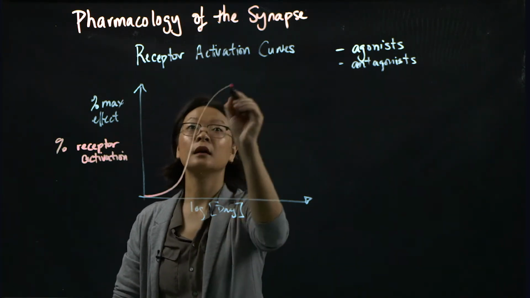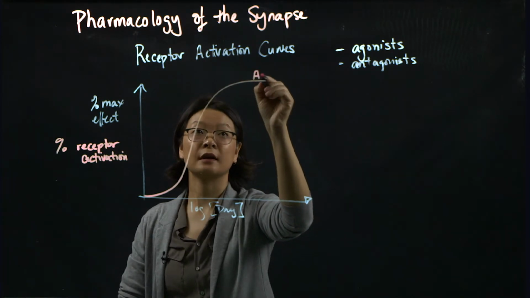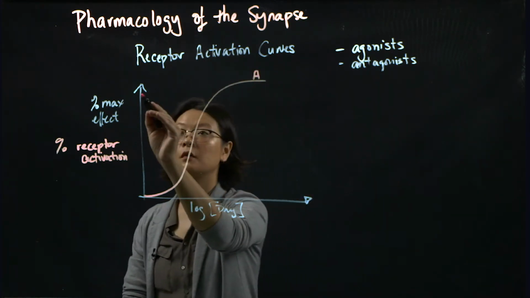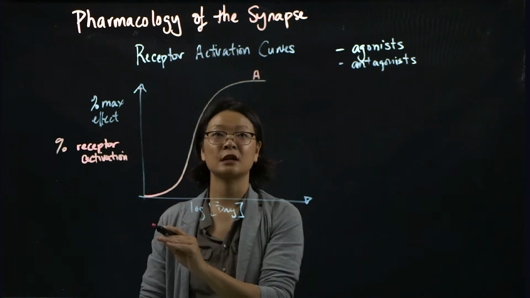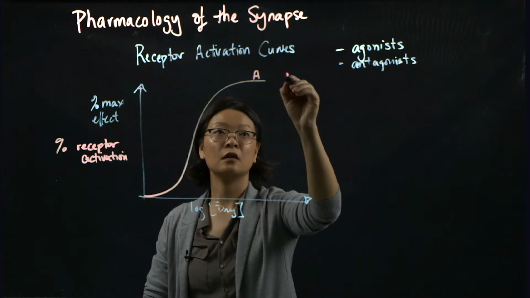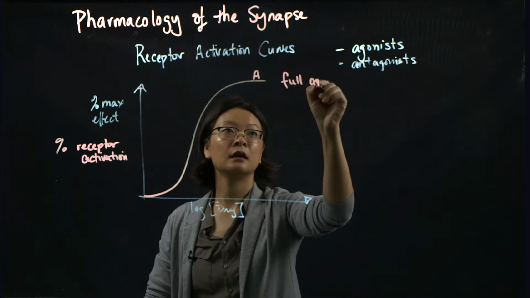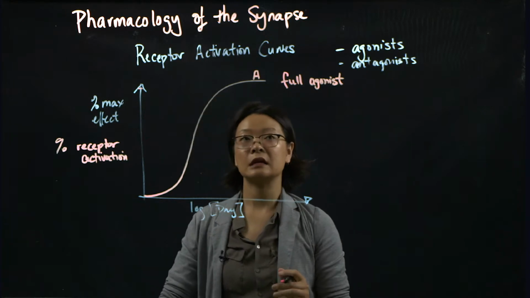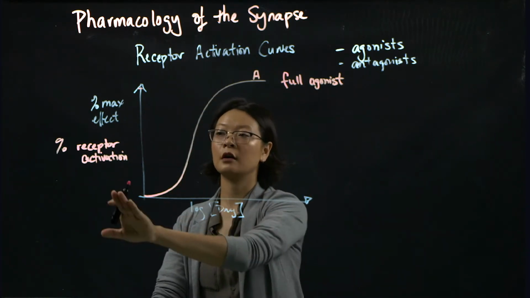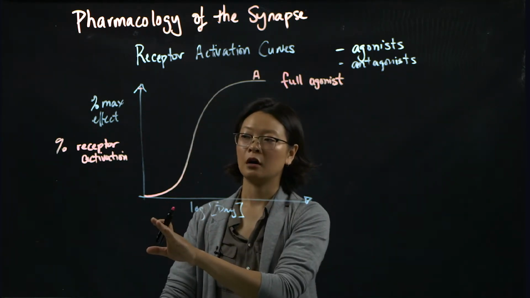And again, here is drug A. It causes 100% maximum effect, 100% receptor activation. And this is called a full agonist. A full agonist is any drug that produces 100% or maximum receptor activation.